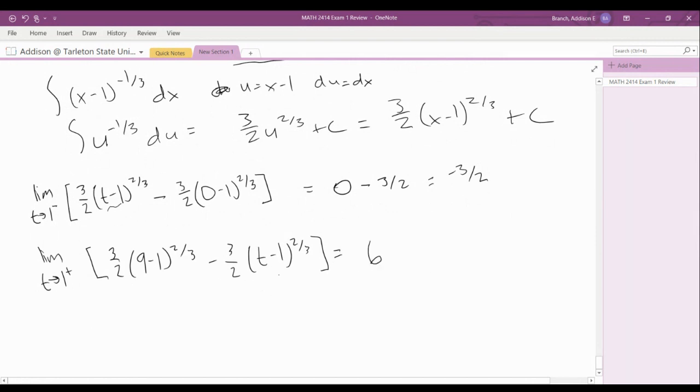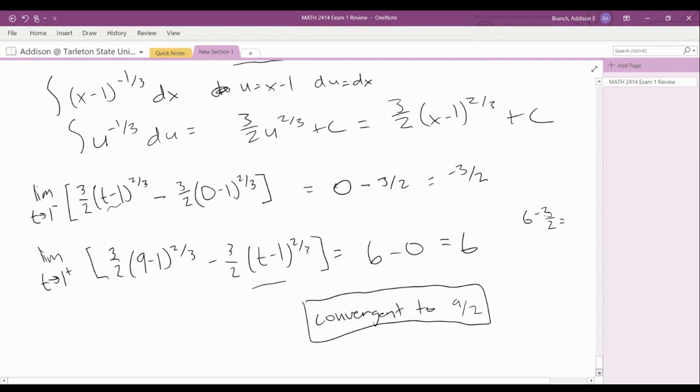And once again, we can approximate t minus 1. That limit is going to be approximately 0 when we take the limit. So that whole second term right here is going to be 0. And since both of these limits exist, this one is convergent to, and you add these together, 6 minus 3/2, which is going to be 9/2. So since both of those are convergent, the full thing is convergent.